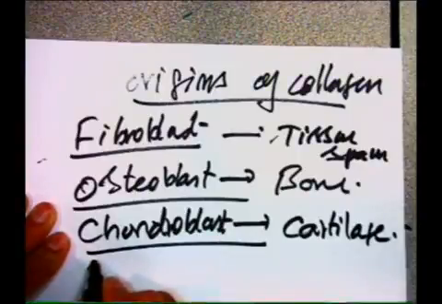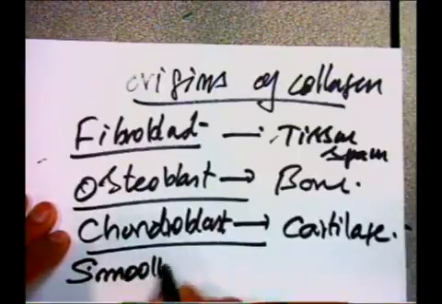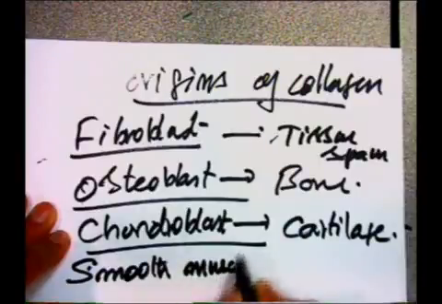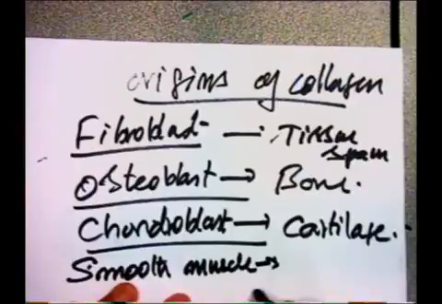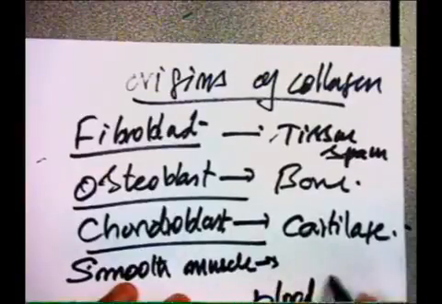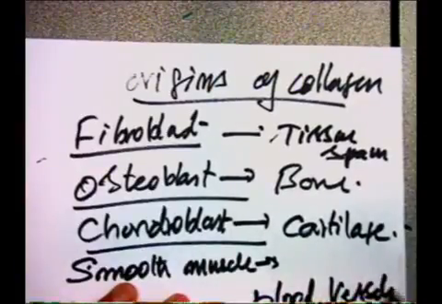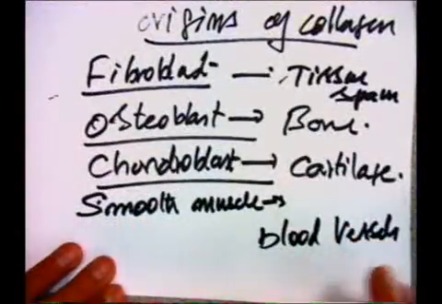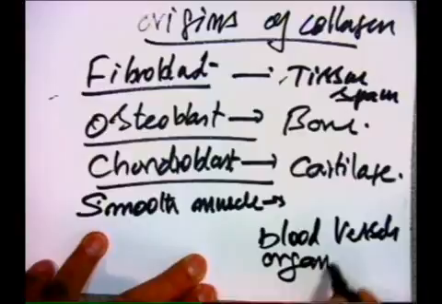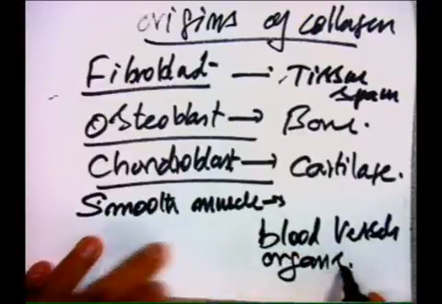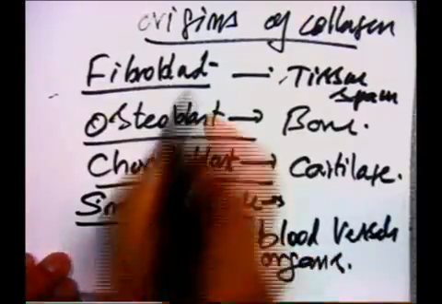And then you have smooth muscle that also produces collagen. Smooth muscle produces collagen that is present in blood vessels, blood vessels and capillaries. Okay. And also organs. The collagen present in the organs is coming from the smooth muscle cells.